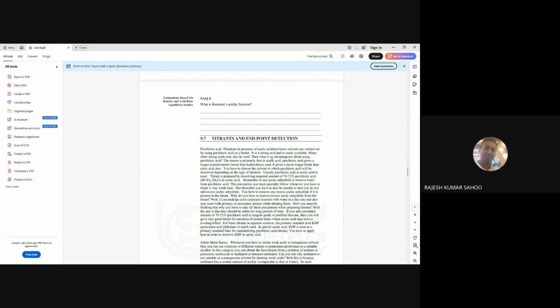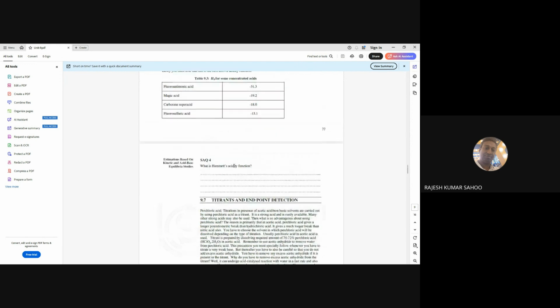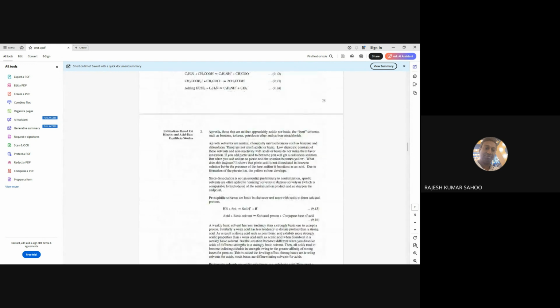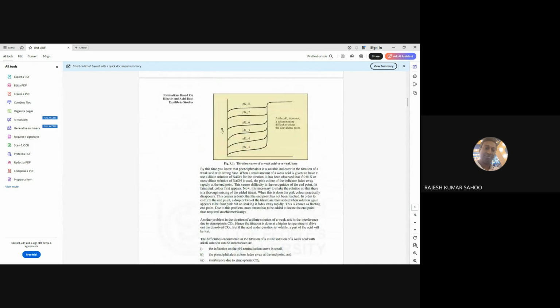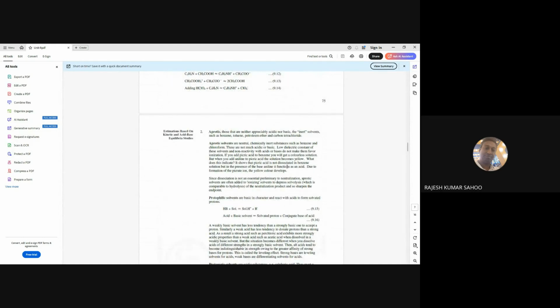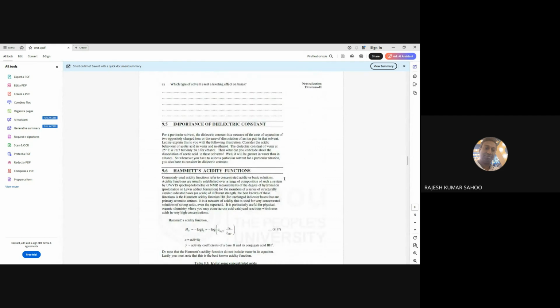Then what is so advantageous about using perchloric acid? This question will come. The reason is primarily that in acetic acid, perchloric acid gives a longer potentiometric break. Means your graph, you have seen the graph. These are called potentiometric graphs. If these graphs give a longer break, then easily you can identify the endpoint.